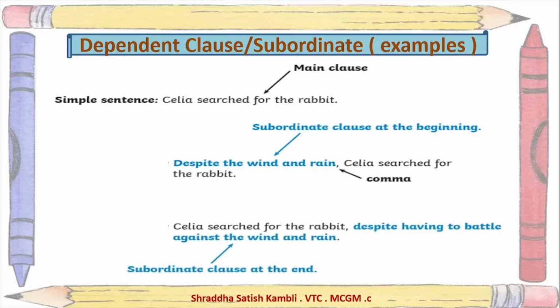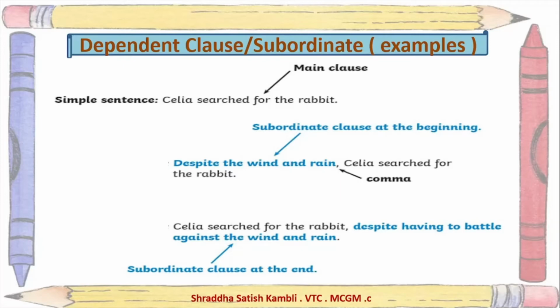So see here, Celia searched for the rabbit, comma, despite having to battle against the wind and rain. Now in this case, the subordinate clause comes after the main clause. Celia searched for the rabbit. So we have kept the same main clause and we have added a subordinate clause once before the main clause and once after the main clause. But we can still see that the meaning of the sentence is not changing. Whether you add the subordinate clause before or after the main clause, the meaning will not change. And we saw how the dependent clause needs an independent clause. It needs a main clause, whereas a main clause does not need a dependent clause. Without the dependent clause also, the main clause has got enough meaning.